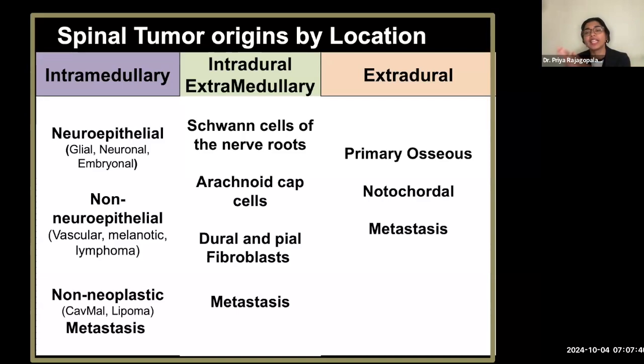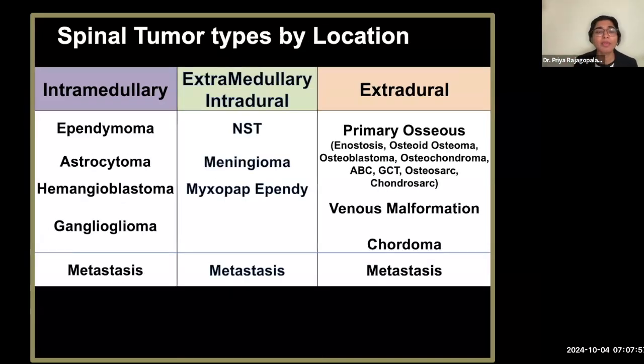And you've got the extradural ones. They can be a primary osseous tumor, like arising from the bone itself. It could be some notochordal remnants that end up becoming malignancies, or you could have metastasis. Like I said, metastasis can be anywhere. So here are those primary examples, right?